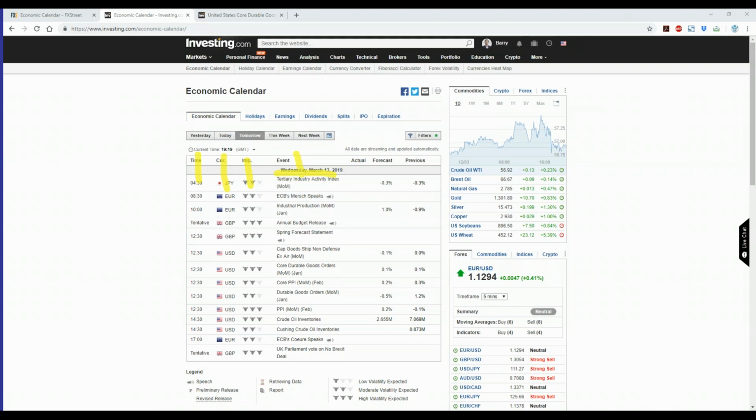So like I said, we're going to be looking for just class tonight at a very important event, a level 3 event that happens tomorrow. And this is called the Durable Goods Report. Now, the Durable Goods Report is made up of many reports.